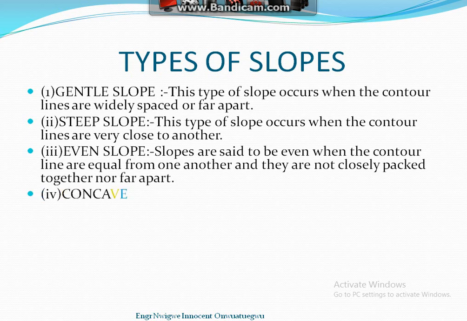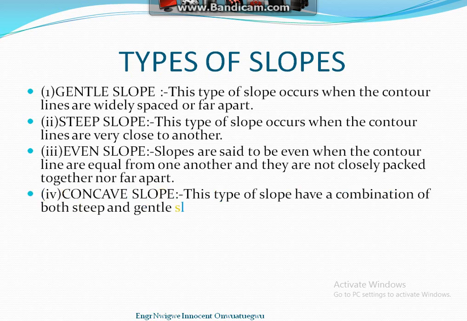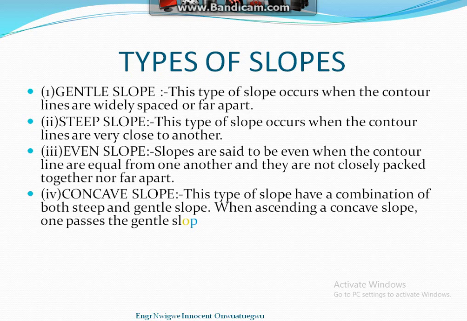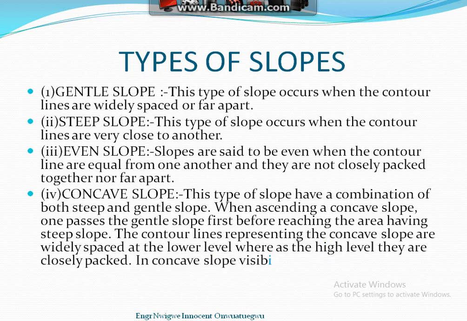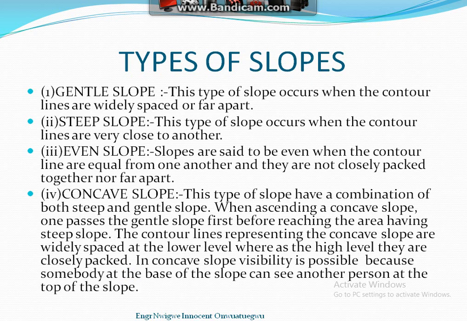4. Concave slope. This type of slope has a combination of both steep and gentle slope. When ascending a concave slope, one passes the gentle slope first before reaching the area having steep slope. The contour lines representing the concave slope are widely spaced at the lower level, whereas at the high level they are closely packed. In a concave slope, intervisibility is possible because somebody at the base of the slope can see another person at the top of the slope.